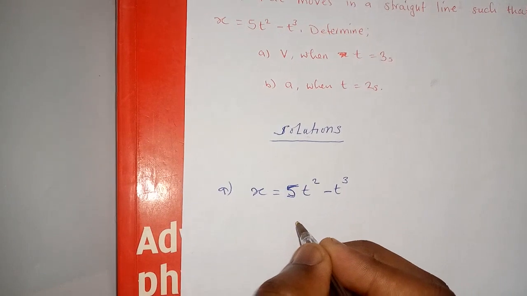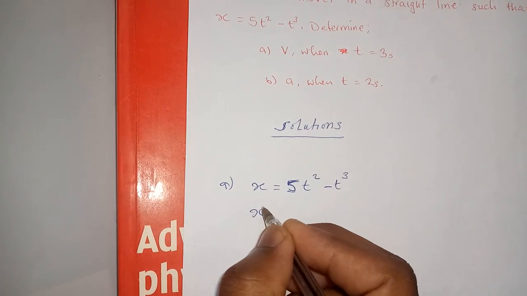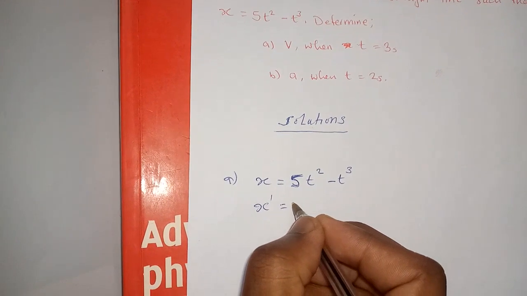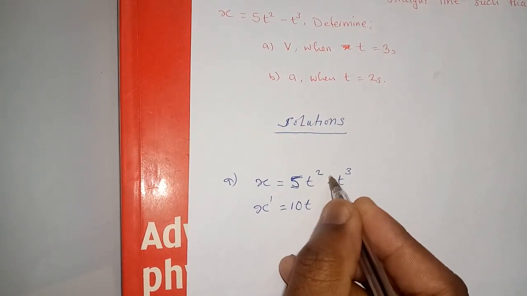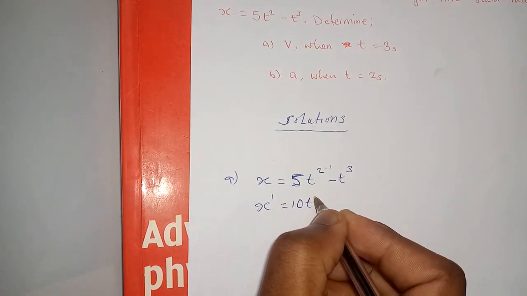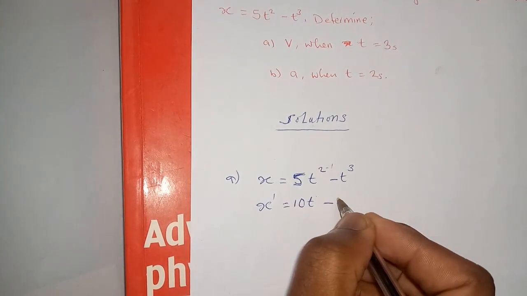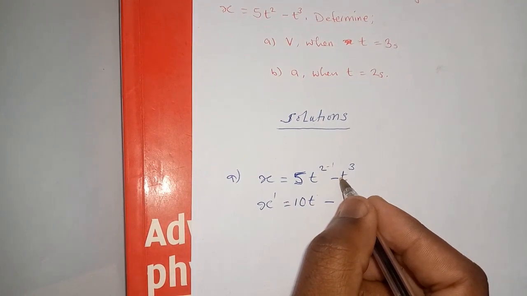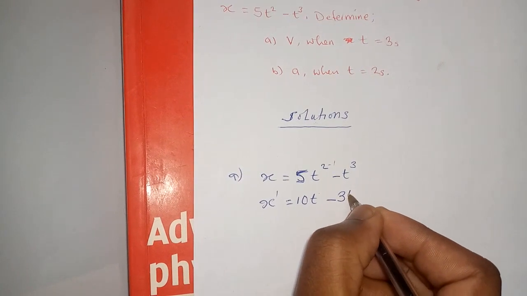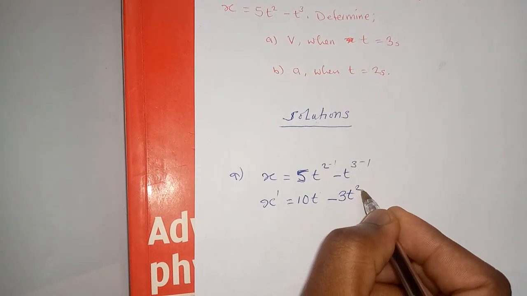We're going to differentiate this, and so in differentiation this x will now be x prime, which is equal to 2 times 5 is going to be 10t. Then we know that from this we are going to say 2 minus 1, so only 1 t is going to remain. Then minus 3 times t squared, since from this t you're going to say 3 minus 1 and we are going to remain with 2.